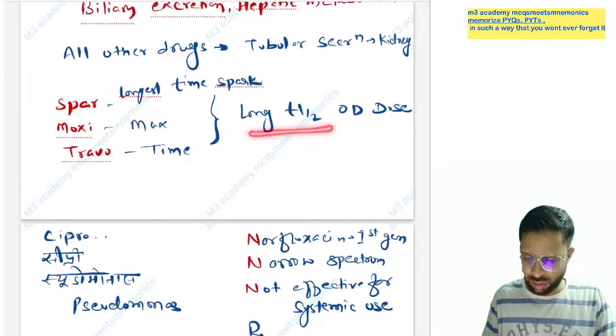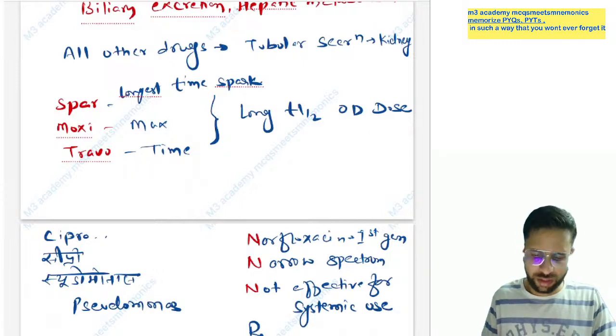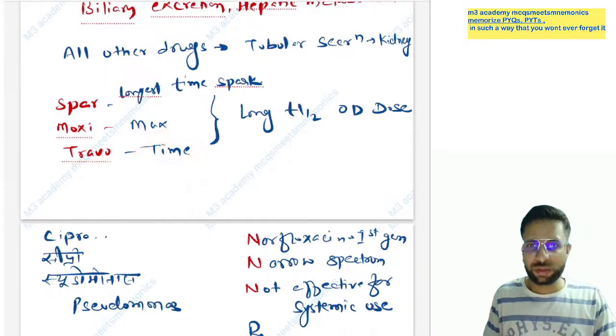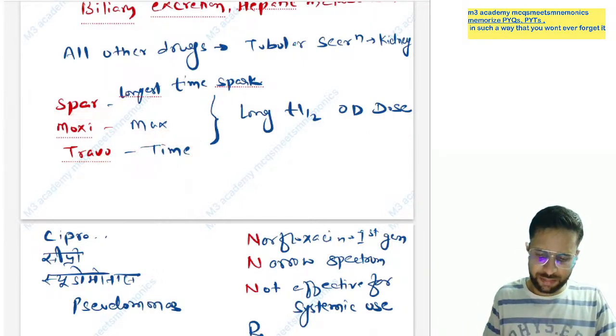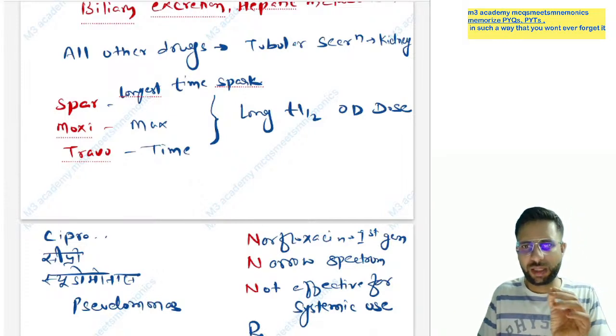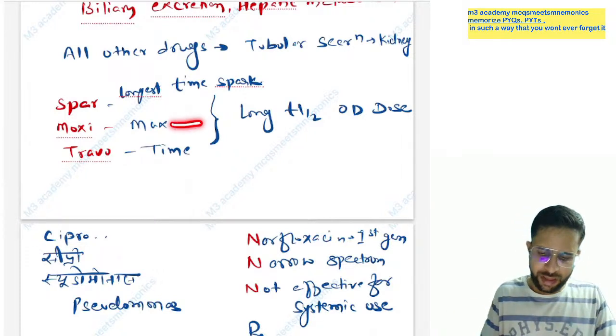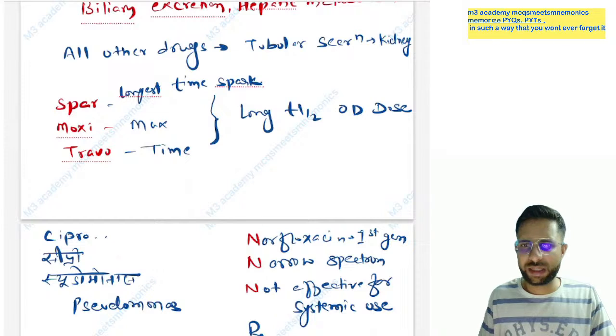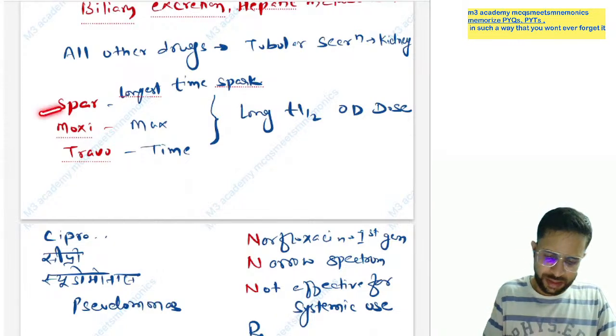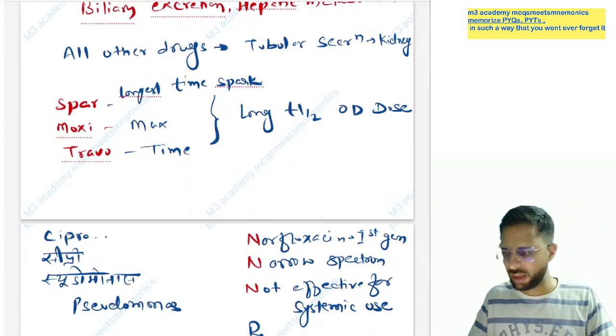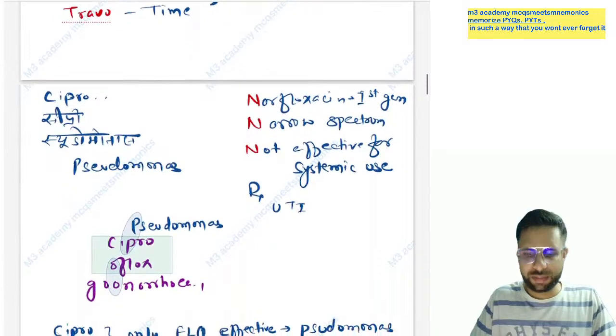This is long t half, so we are giving OD. So we can remember trava means time, so long time. Yes, spar means longest spark. कहीं भी बिजली से स्पार्क होता है तो काफी लंबे टाइम तक चलता है. Moxi, नाम में ही मैक्स आ रहा है तो maximum t half होगा. So maximum t half किसका है? Spar, moxi and trava का. तो नाम से पता चल रहा है तो नाम से अपन बता सकते हैं.